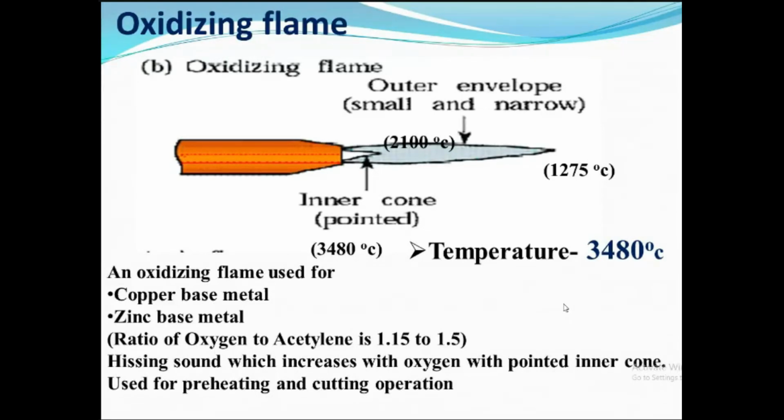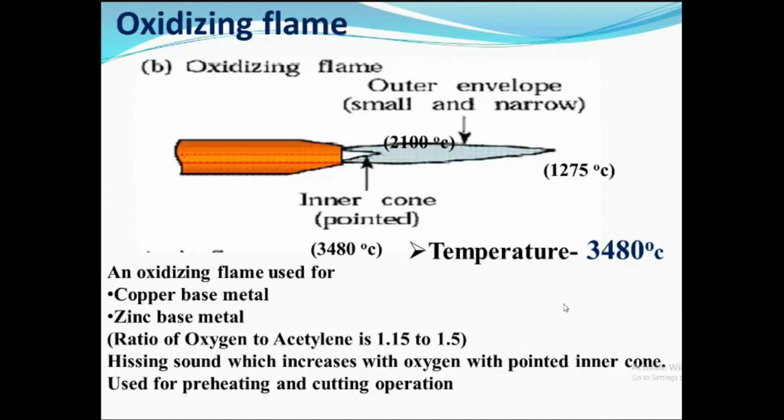The outer envelope is small and narrow. The inner core has 2100 degrees Celsius and the outer surface has a temperature of 1275 degrees Celsius. The temperature range of 3480 degrees Celsius is the maximum temperature range we get with the help of the oxidizing flame.